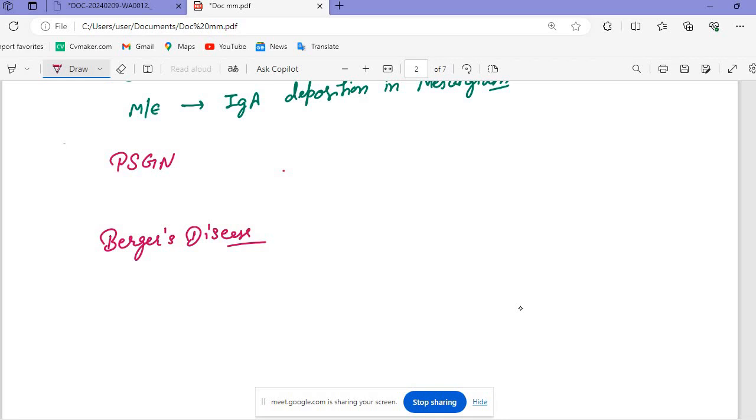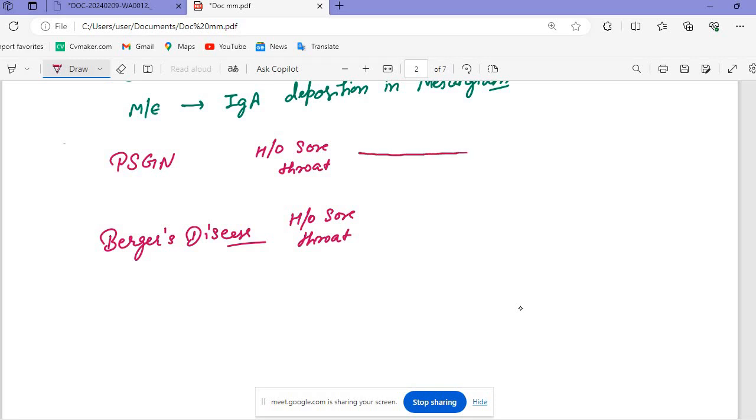See, in PSGN, we will get the history of the sore throat. The bacteria is the same: group A beta hemolytic streptococcus. And again, there is a history of the sore throat. In both, the organism is the same. So I told you there will be a sore throat or pharyngitis.